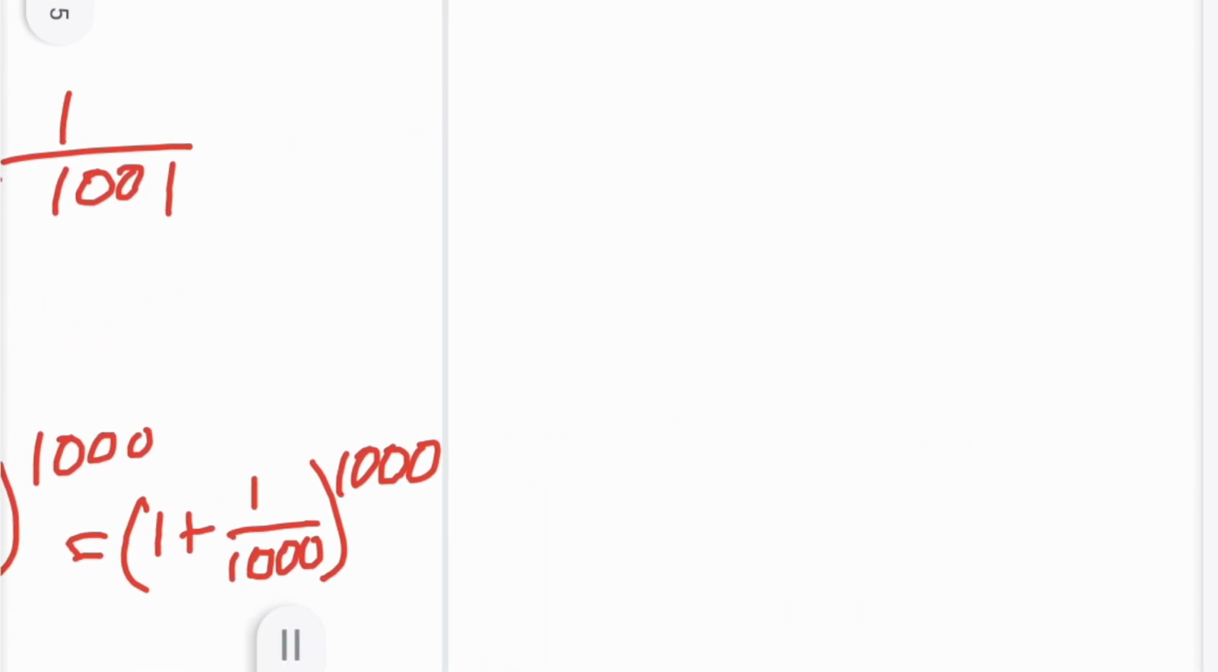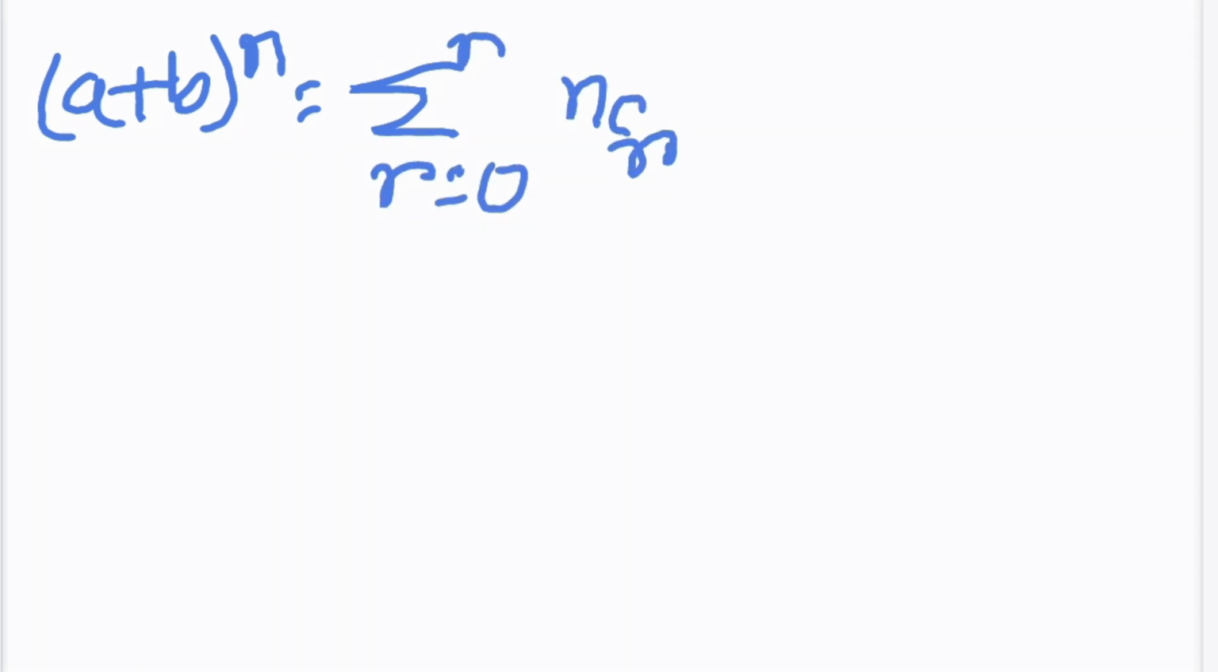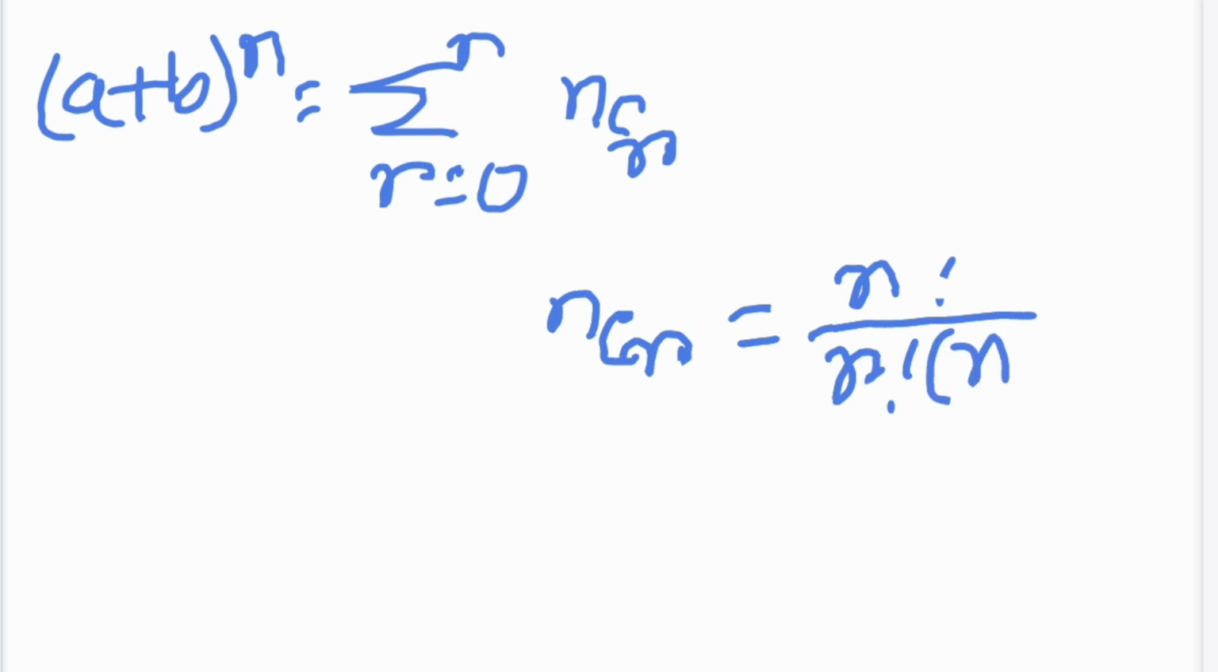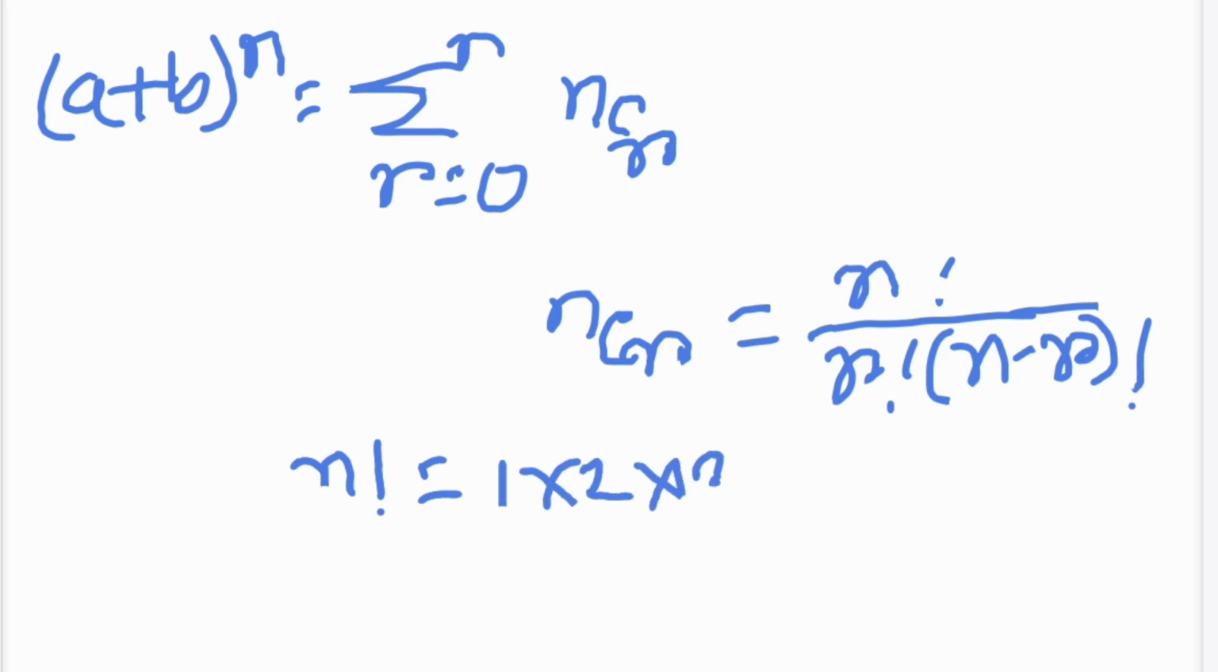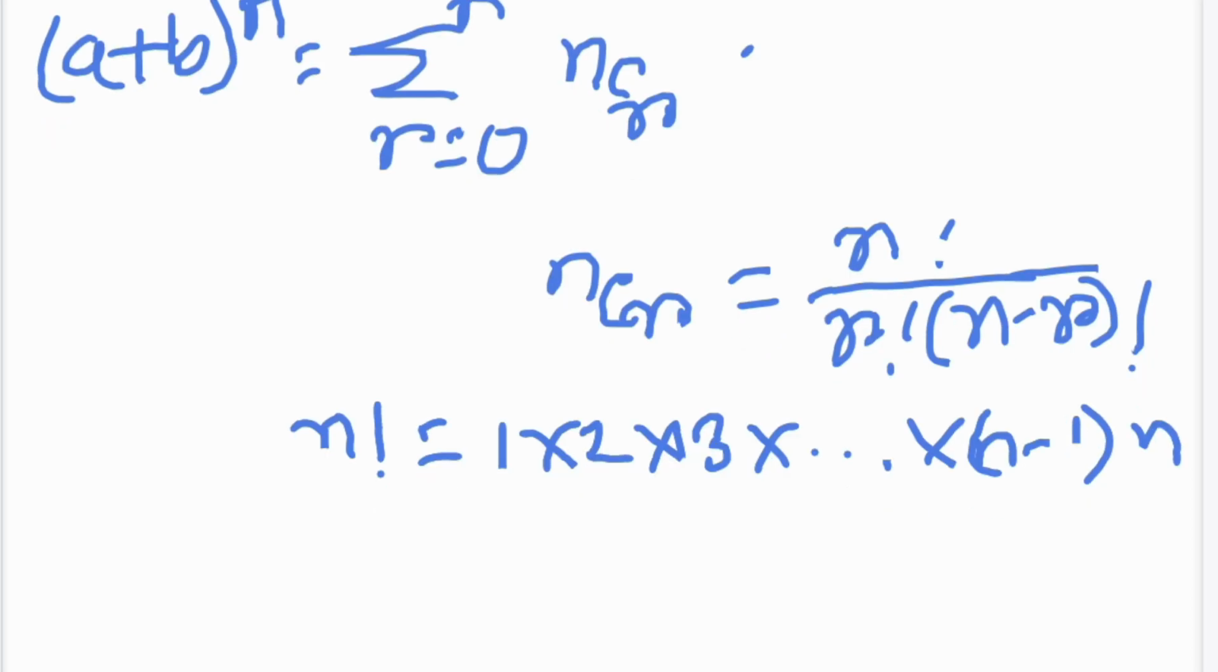So guys, the binomial theorem is (a plus b) whole raised to the power n equal to summation r equal to 0 to n nCr, here C is combination, and there is a formula to calculate it, that is n factorial over r factorial into (n minus r) factorial. And what is n factorial? N factorial is you have to multiply all the integers starting from 1 till that number, that is n. So that is 1 into 2 into 3 into 4 into so on into n, right? a raised to the power n minus r into b raised to the power r.